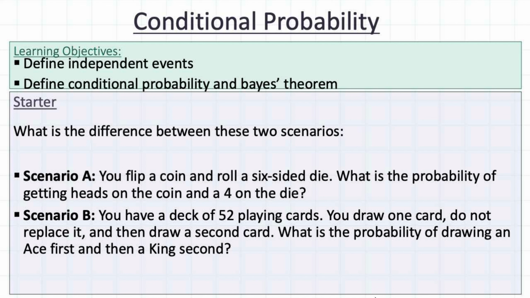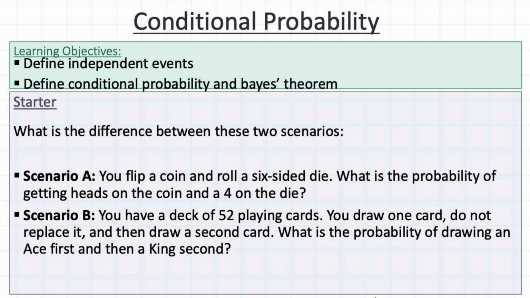So if we look at these two case scenarios, you can pause and read them. The difference between them is that in one, the probability of flipping a coin and rolling a six-sided die, they're completely independent of each other. One event does not impact the other. However, in scenario B, the two events that you're doing do impact each other. So they are not independent events.